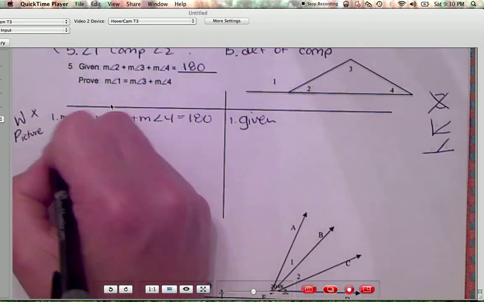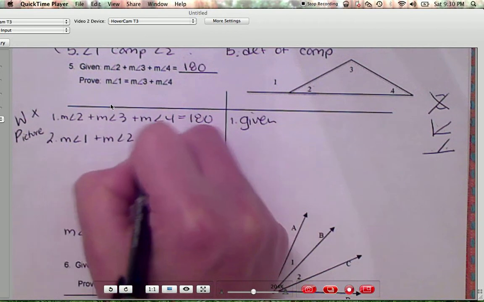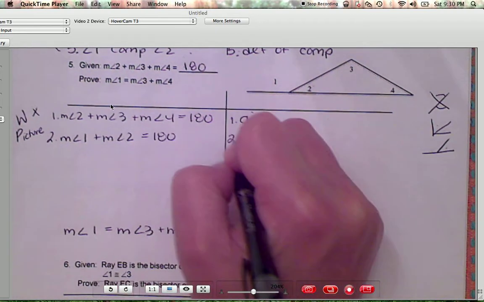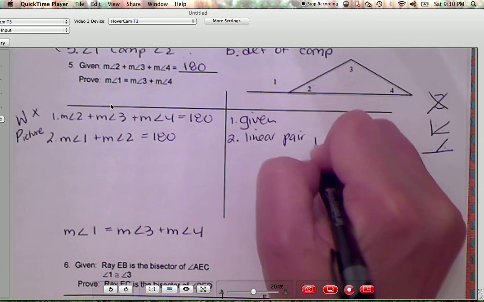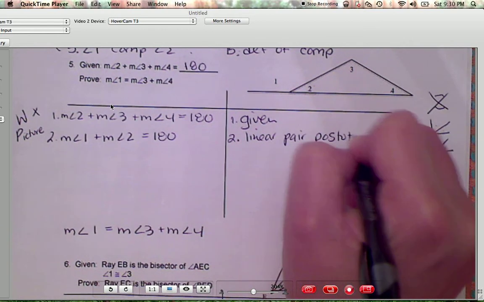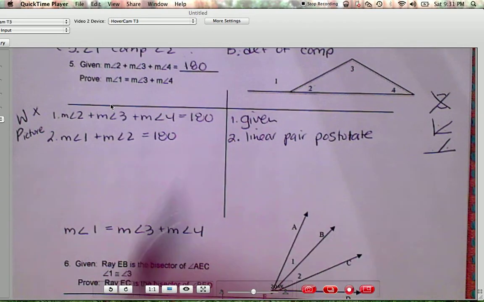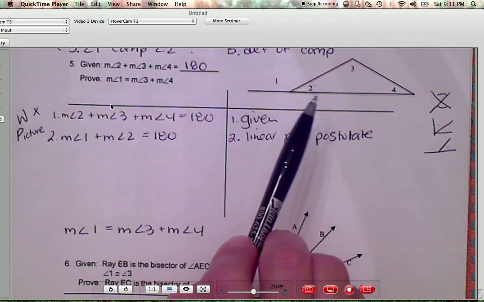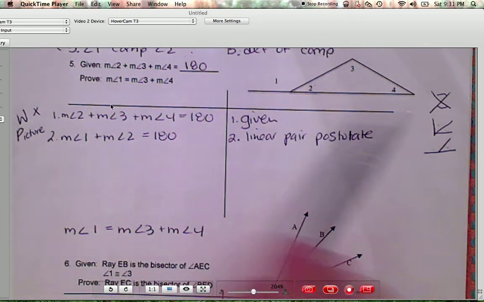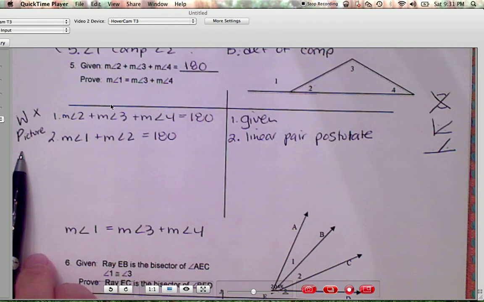So we can say the measure of angle 1 plus the measure of angle 2 equals 180, and that is linear pair postulate. Okay, linear pair postulate says that these two angles have to add up to 180 because it's a straight line. Okay, that's the only thing we can get from the picture, so we skipped the wordy statements because there aren't any. We went to the picture.